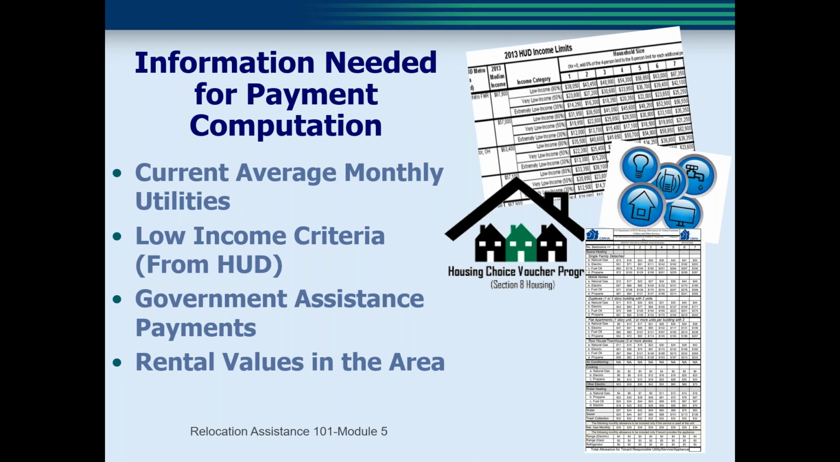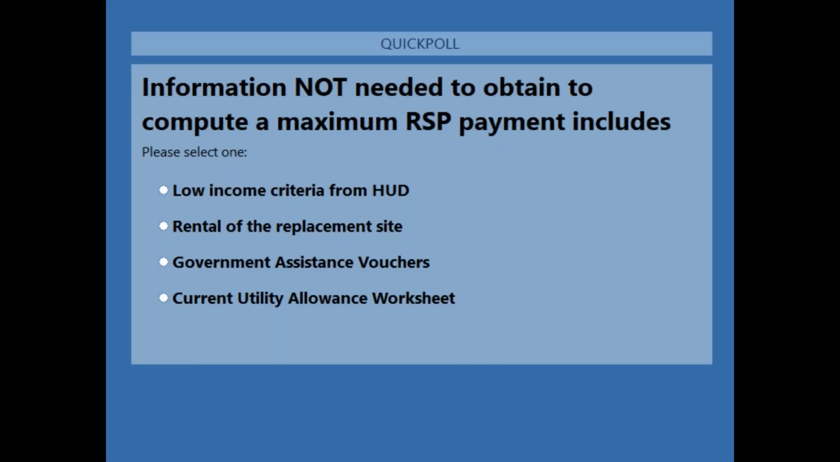Okay, question number 4. Information not needed to compute a maximum RSP payment includes low income criteria from HUD, rental of the replacement site, government assistance vouchers, or the current utility allowance worksheet? Which do you not need to calculate your payment?